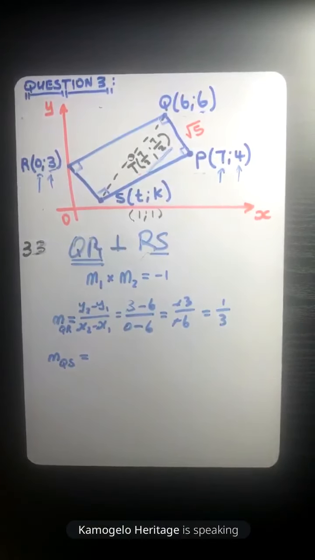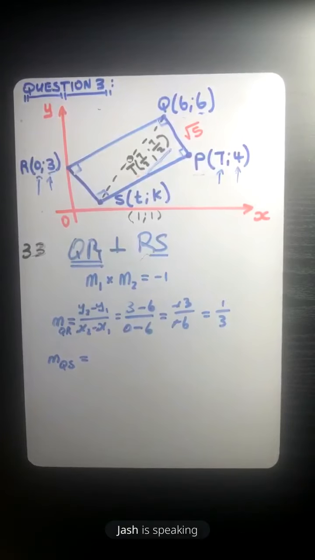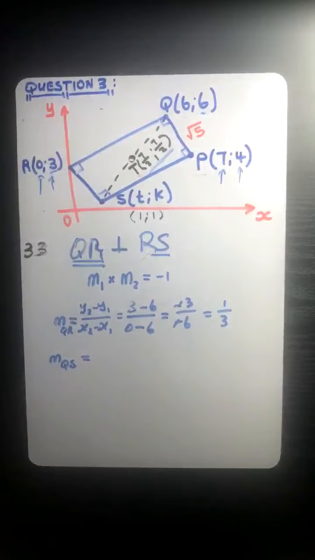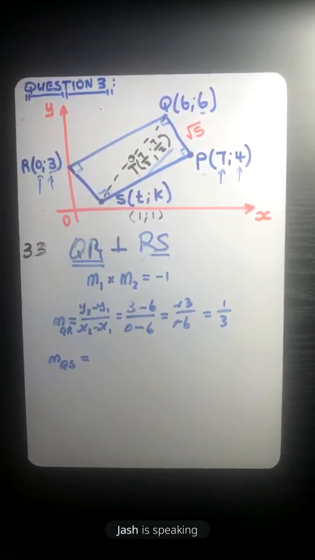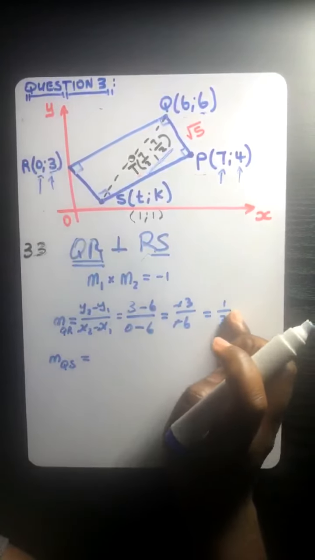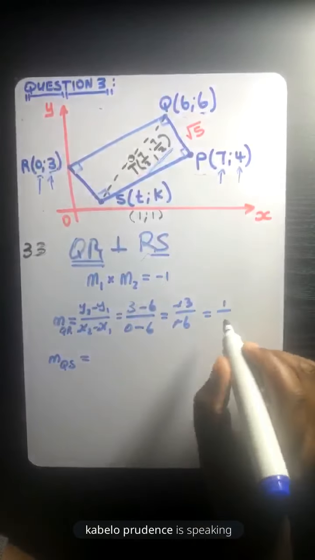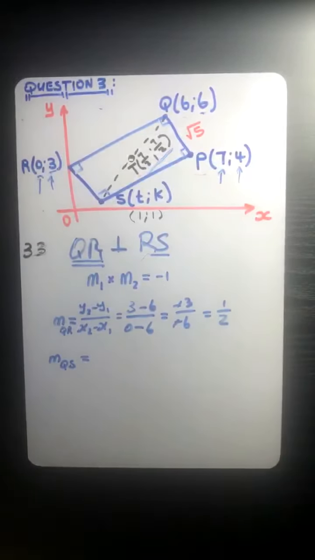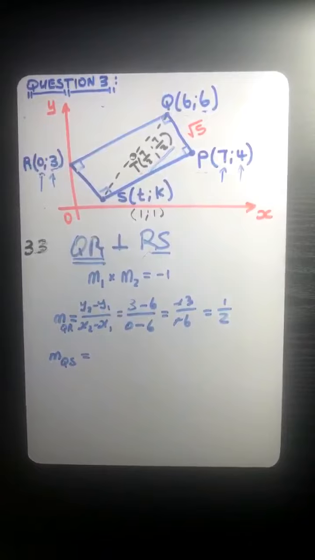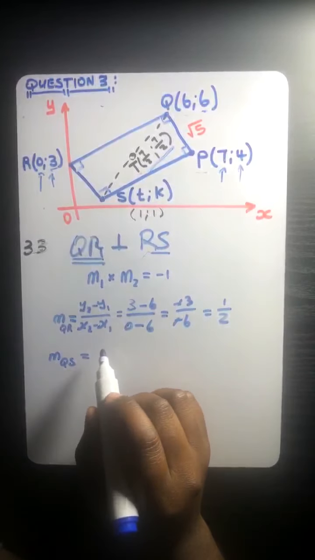I'm good, sir. Okay. Camilo, Chumile, Shreyas, you've got a question? Yes, sir. So 3 minus 6, all over 0 minus 6. So it's 1 over 2. Not 1 over 3. Is it 1 over 2? Yes, sir. It's 1 over 2. Thanks very much, guys. So it means we are together on that one. So let's now try to continue.